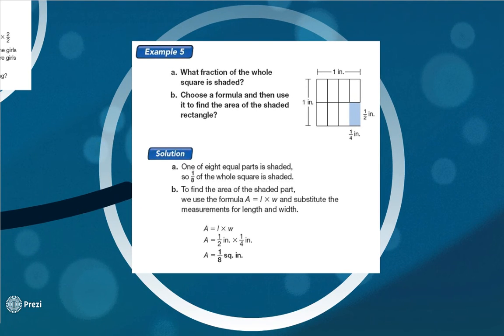Example number 5: what fraction of the whole is shaded? So this is a whole. What is our fraction here? If this is 1 part of 8, this is 1/8. That's letter A. Then letter B: find the formula to find the area that's shaded. We do 1/2 times 1/4, and what we have is 1/8 square inches.